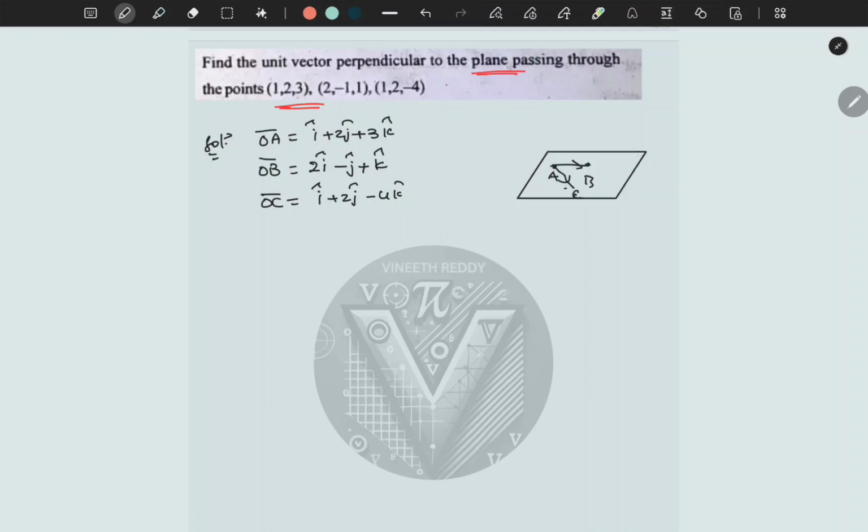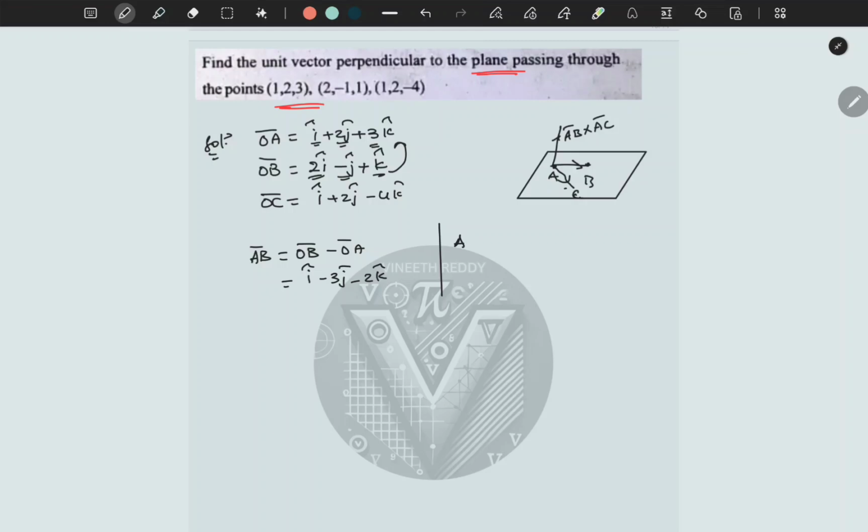We can find AB vector and AC vector, and then we can find AB cross AC, which will be perpendicular to the plane. AB cross AC will be perpendicular to the plane, right? So for that we will be first finding AB vector, which will be OB vector minus OA vector. That means subtract OA from OB. So 2I cap minus I cap is I cap, minus J cap minus 2J cap is minus 3J cap, K cap minus 3K cap is minus 2K cap, right? I hope you are with me.